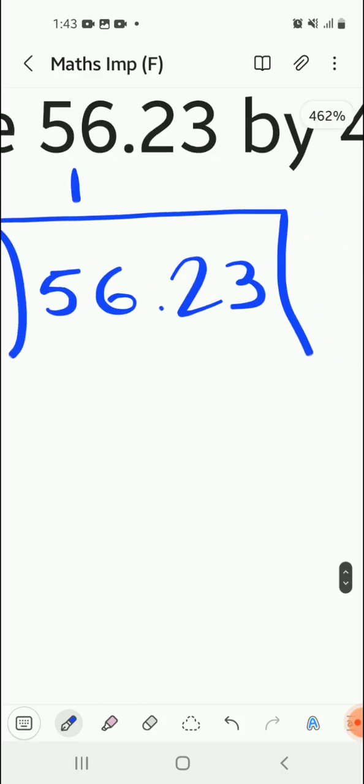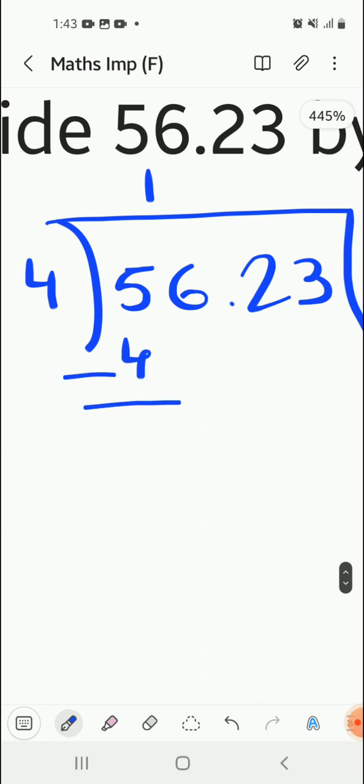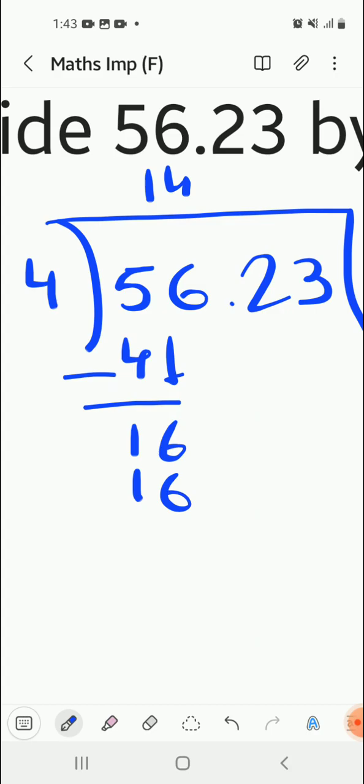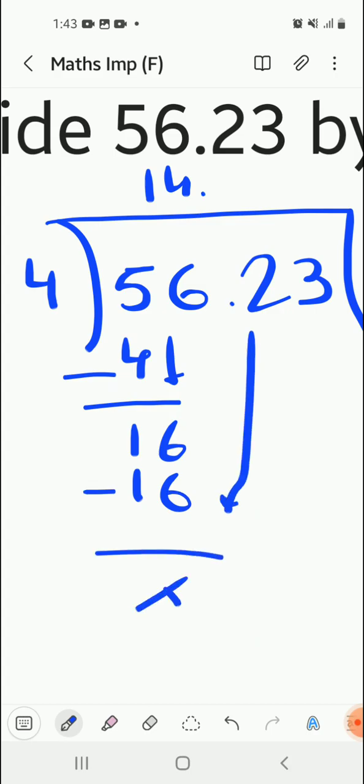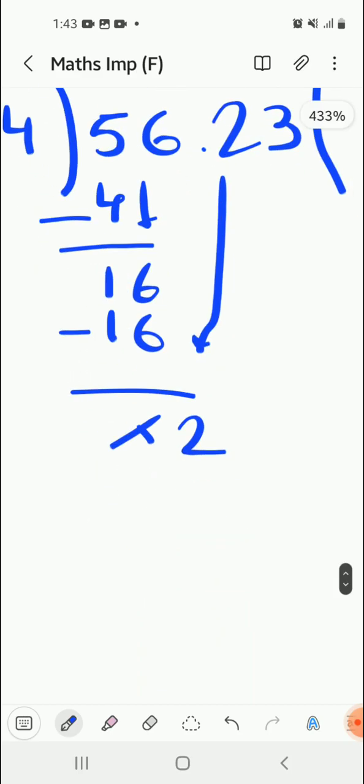4 ones are 4. 1, then 16. 4 into 4 is 16. Insert the decimal point here. 2 moves here. Not possible. So we will divide it with 0. So 4 into 0. 2.